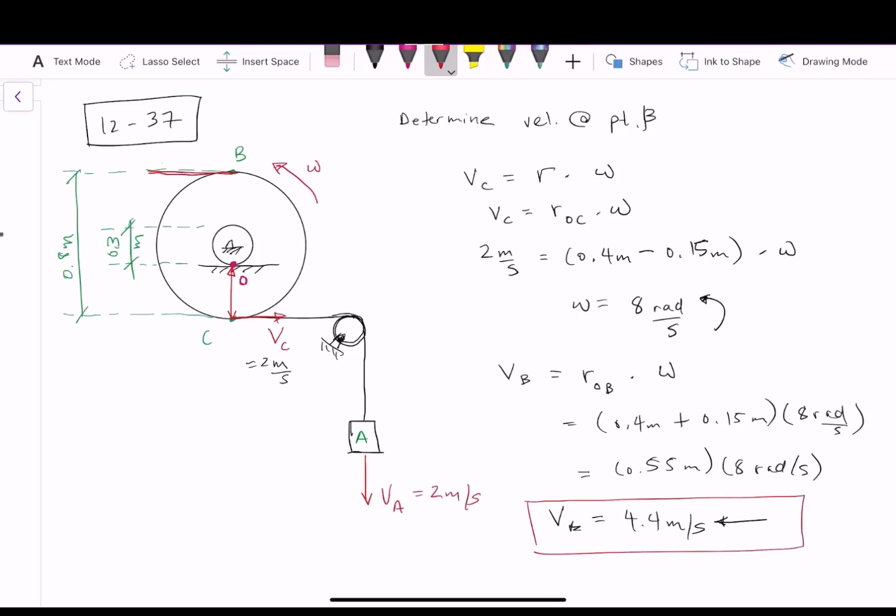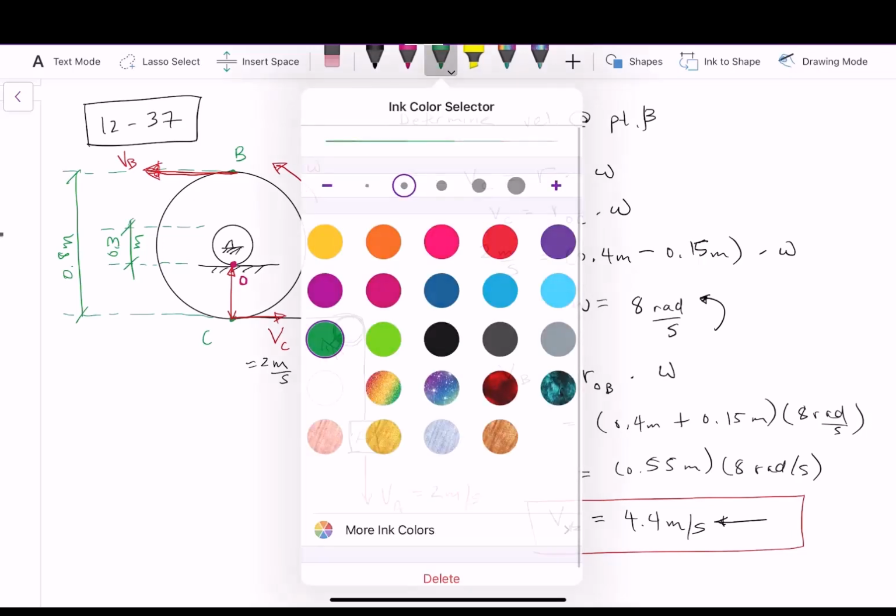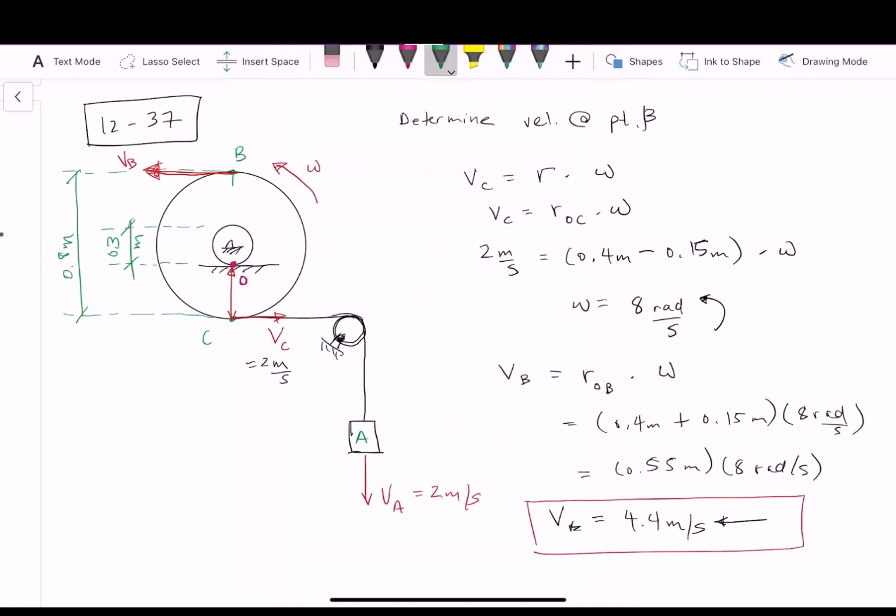So we can show that on here. That would be VB. Why is that? Because the radius arm from O to B goes directly vertical. If we want to draw that in just to show that, it would go from B all the way down to O here, and they are acting 90 degrees to each other. So that would be the solution for VB.